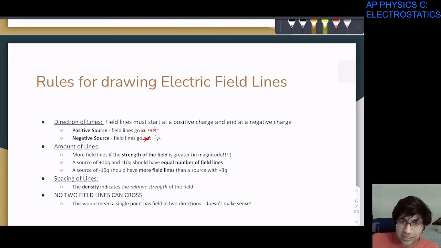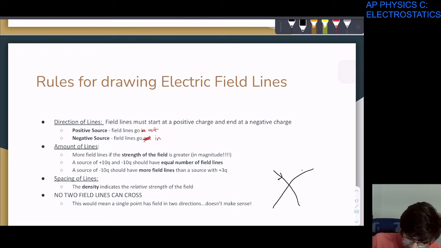And one word of caution, you should never have two field lines cross. And this is because if you have two field lines that cross, say it looks like this over here, this means that at this point where they cross, the particle is experiencing two forces here, which doesn't make sense. If you have one source, then there should only be one corresponding force at that point. So you should never have two field lines crossing here.